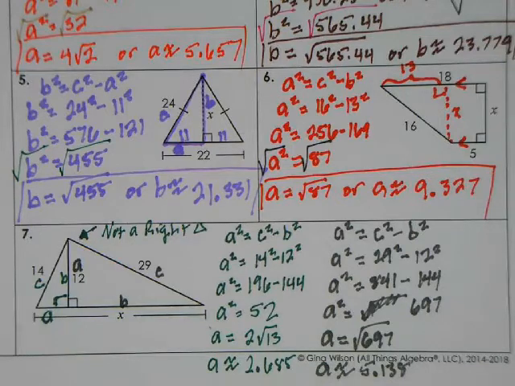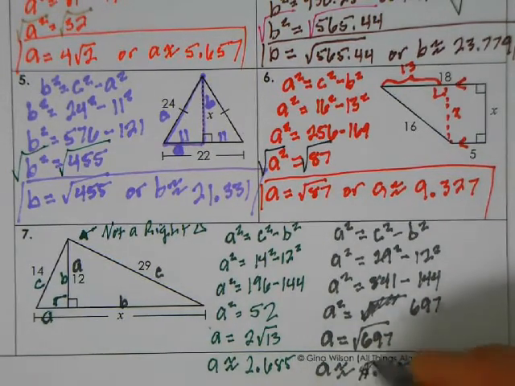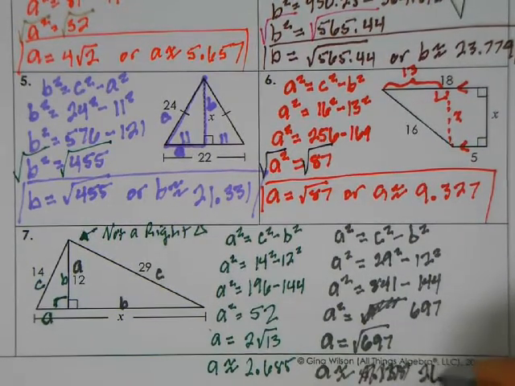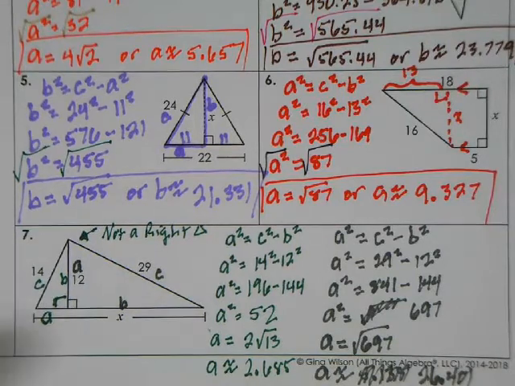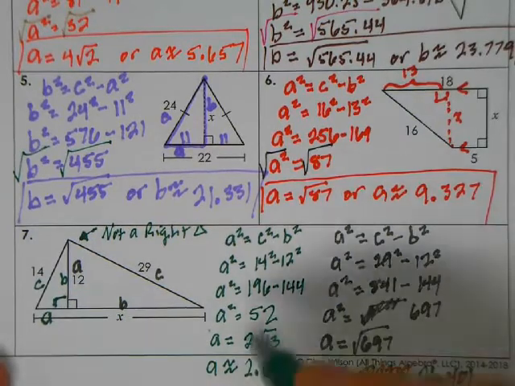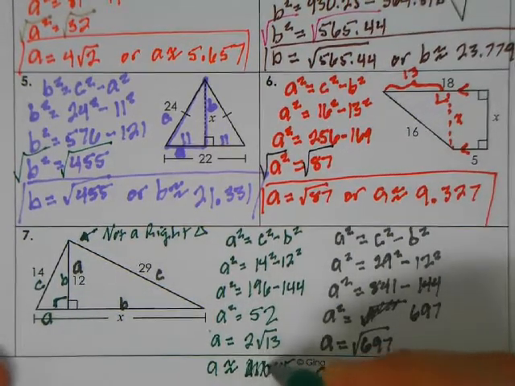I think I typed something on my calculator wrong. So let's see, the square root of 697 would be 26.401. I typed something wrong on my calculator here. Did I make the same mistake here? Let's see, what was the square root of 52? I did. I typed something on my calculator wrong. 2 square root of 13 is the correct number, but I wrote the wrong decimal number here.